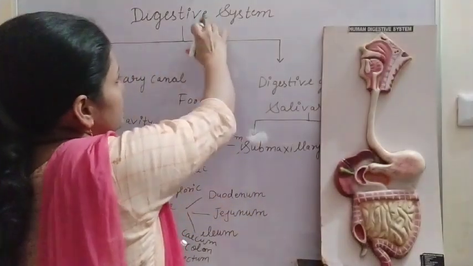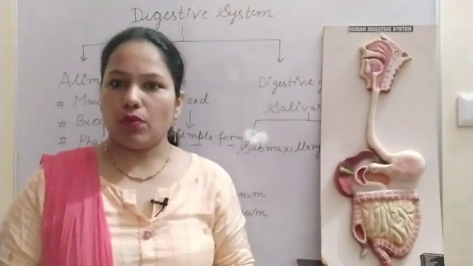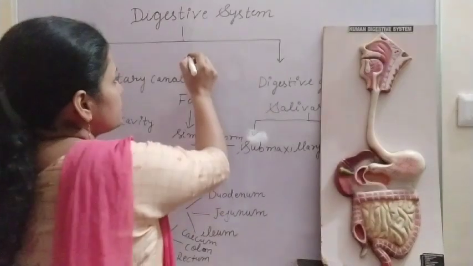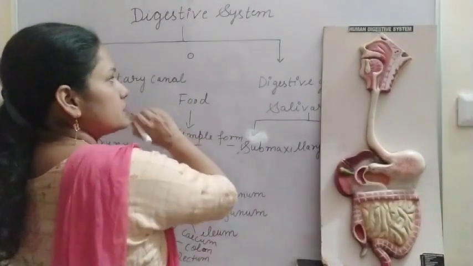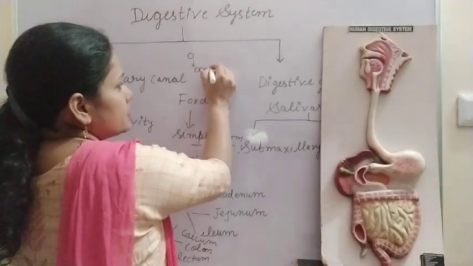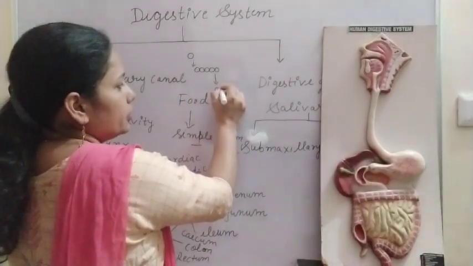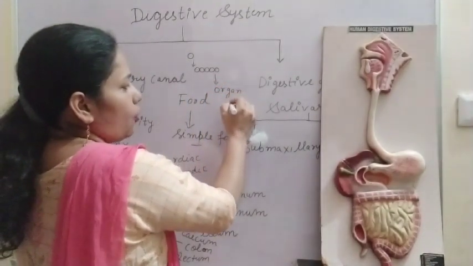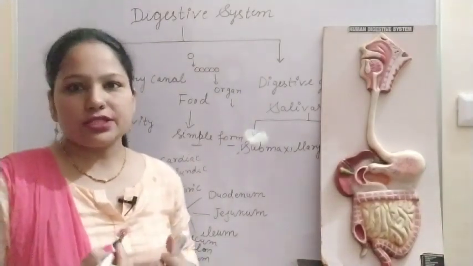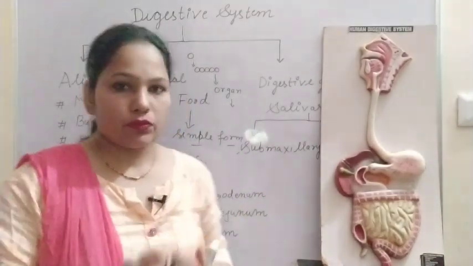Digestive system is an example of organ system of our body. Now what is organ system? The basic unit of life is known as cell. A group of cells is known as tissue. Then these tissues join to form organ, and then the organs join to form organ system and the body. So digestive system is the example of organ system.